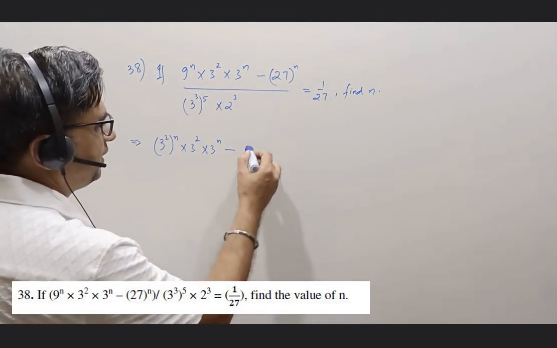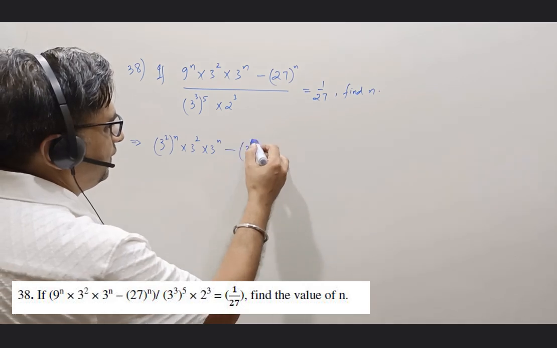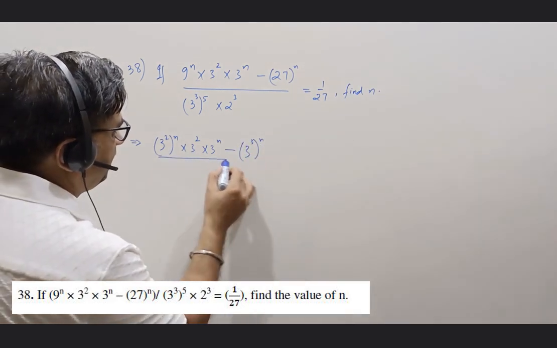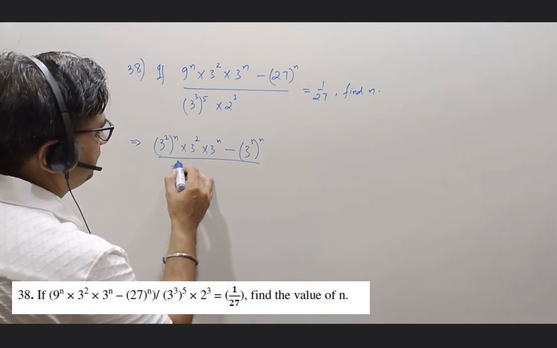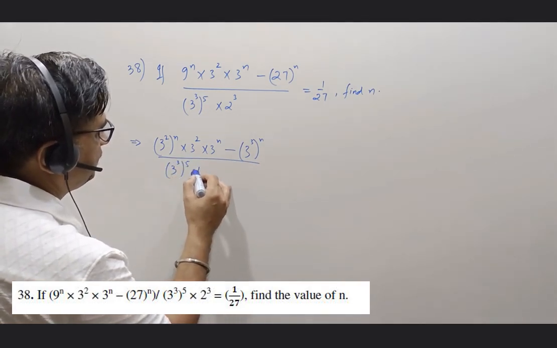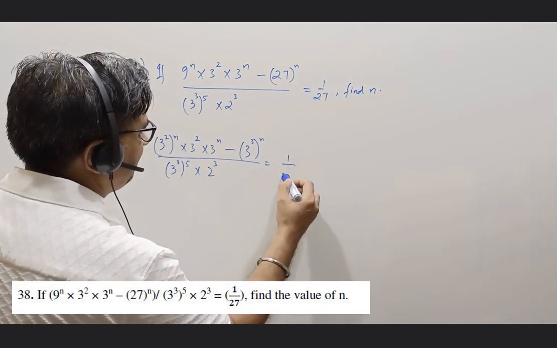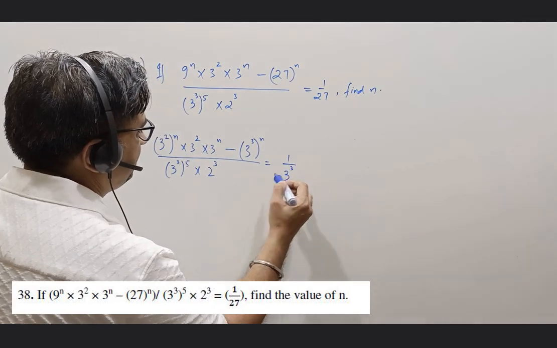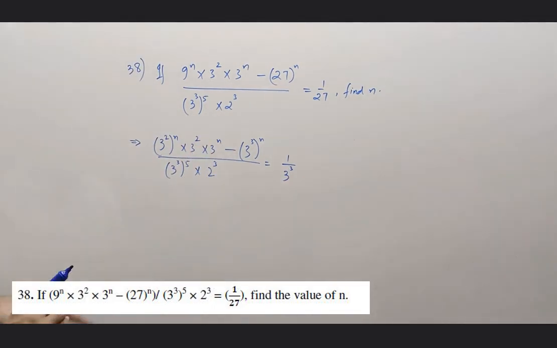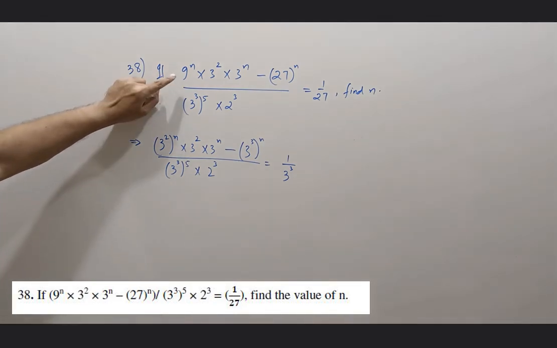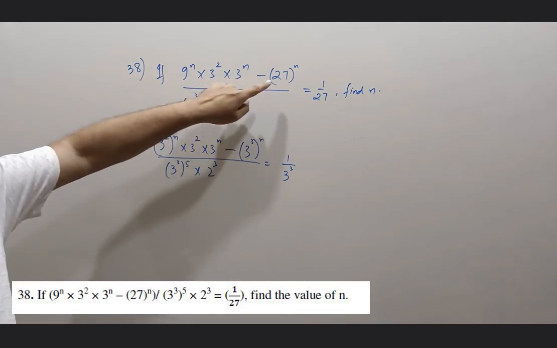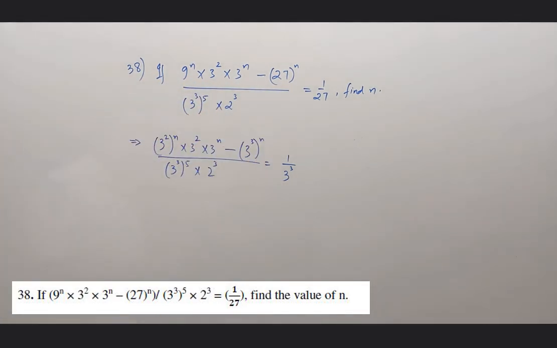So this will be 3 to the power 3 to the power n divided by 3 to the power 3 to the power 5 into 2 cube. And that is given by 1 by 27. So 27 can be written as 3 to the power 3. So in this step, all we have done is wherever we encountered composite numbers, we expressed them as prime factors.